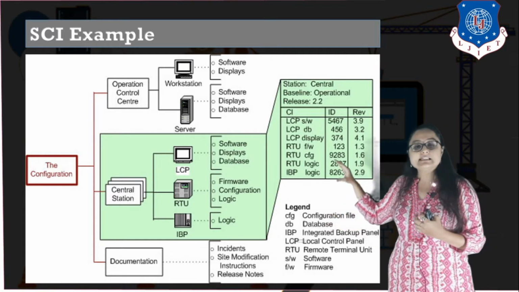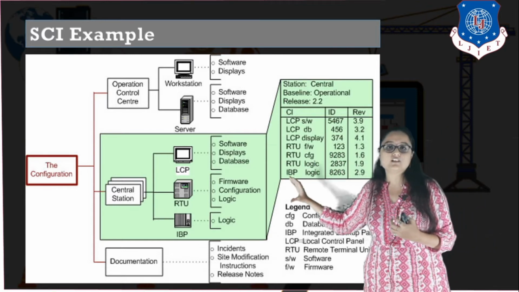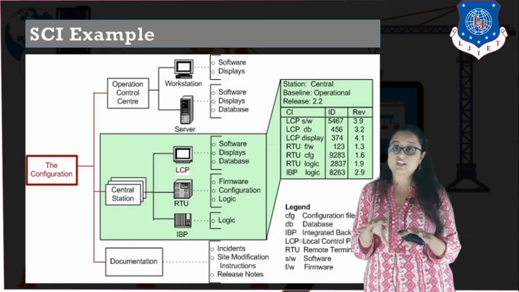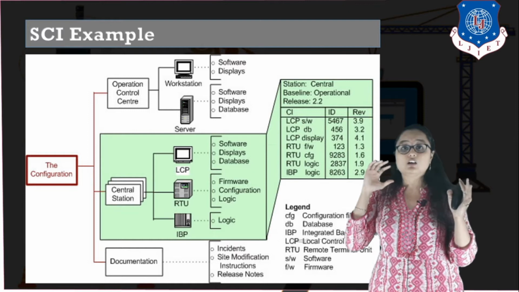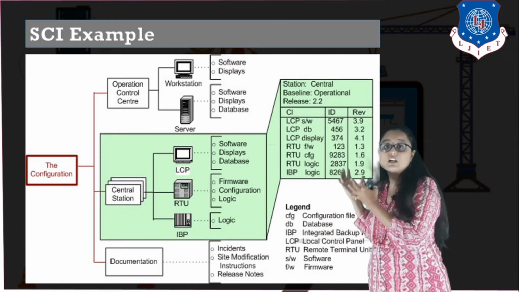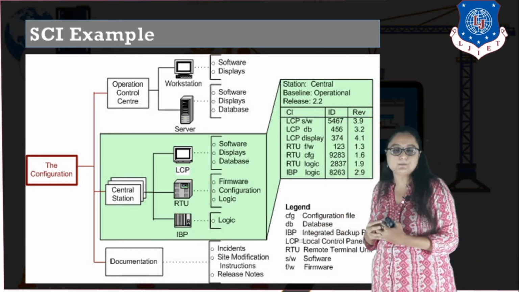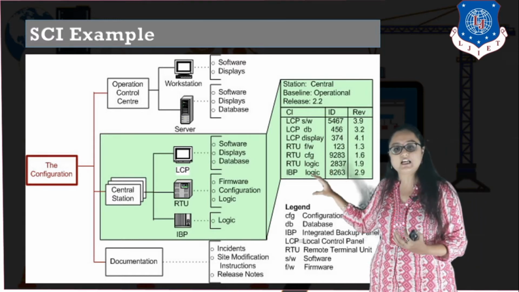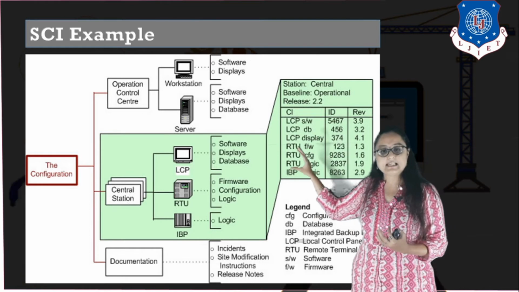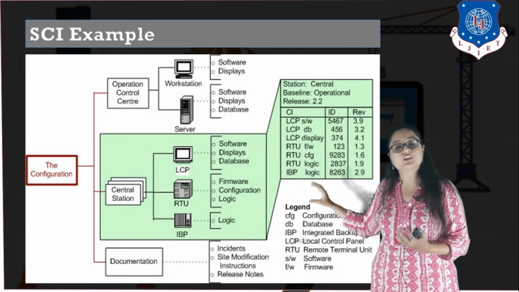So here you can see that you have a central station. There is one central station which has all the monitoring, and all the railways which are having this software are connected to this central station, right? In the central station you can see we have divided the configuration items into three parts. The first one is LCP, the next one is RTU, and the third one is IBP.